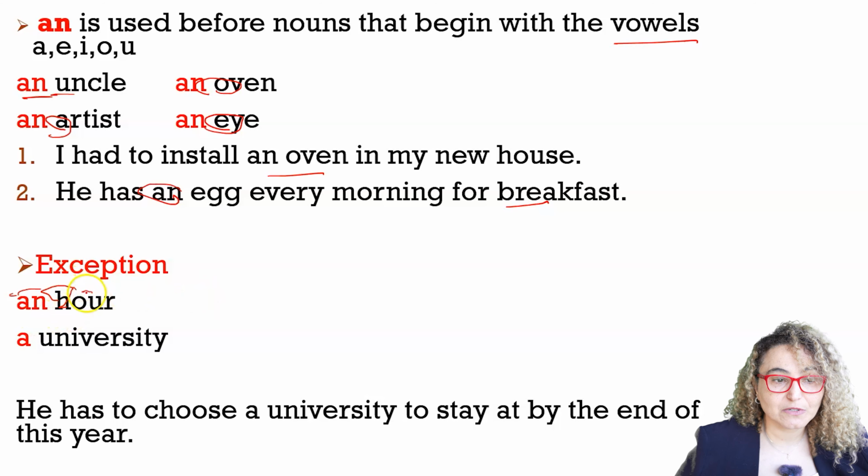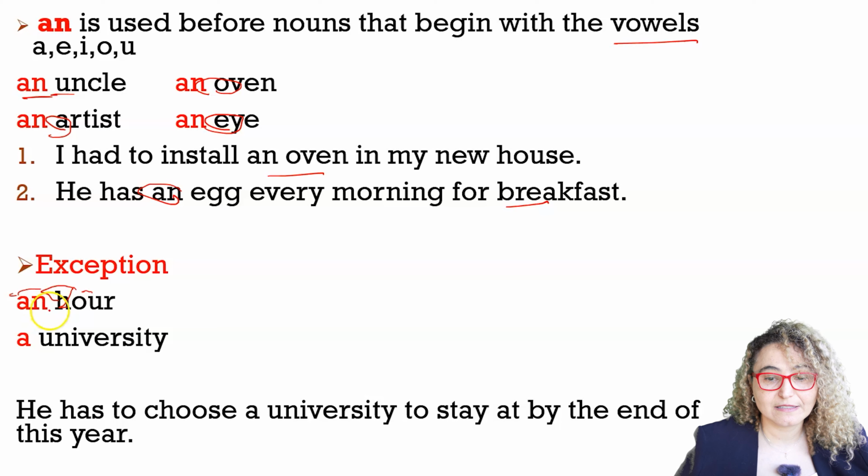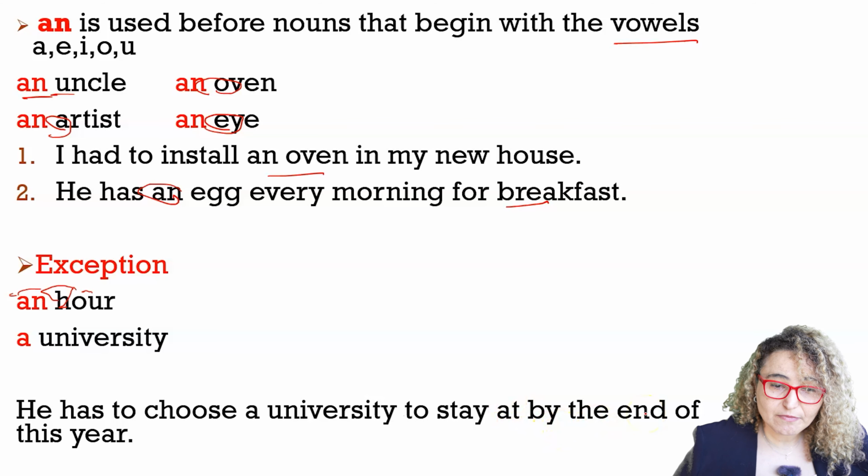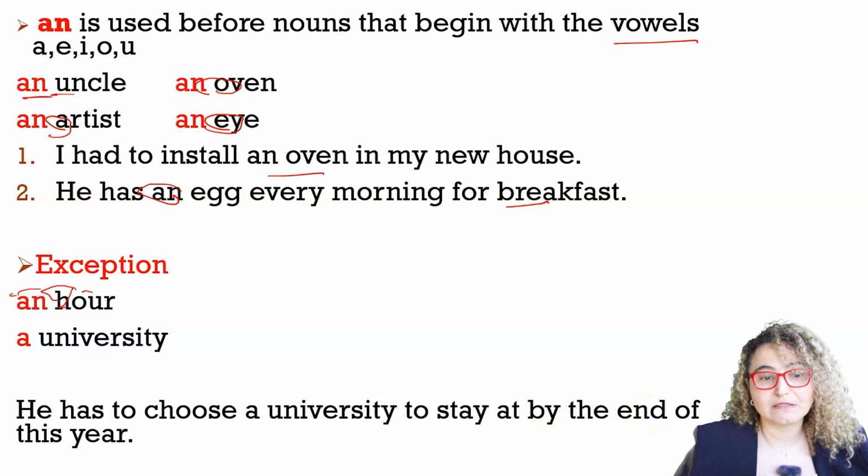So this is the sound. This is why we need to use N. Okay? A university. It's also to do with the pronunciation, how we say the word. So this is why there are always exceptions. There are always rules, exceptions and different rules in English. You just have to remember them. Okay? For example, he has to choose a university to stay at by the end of this year.